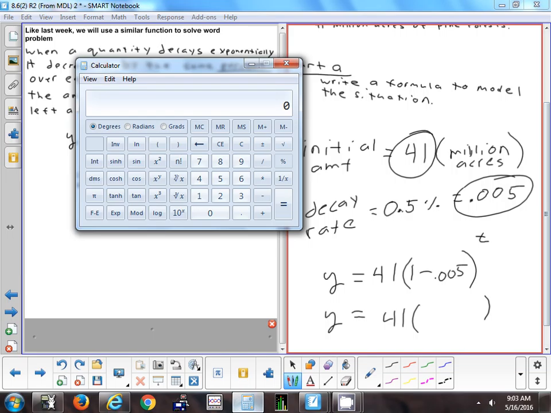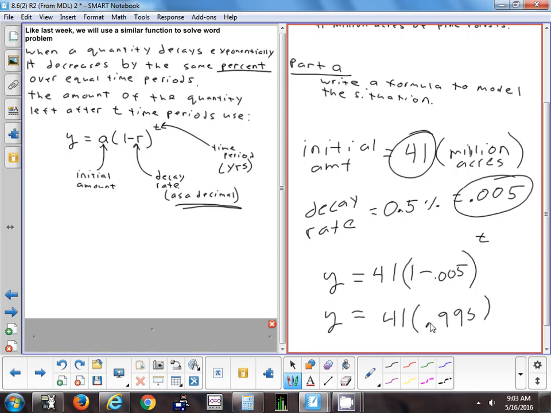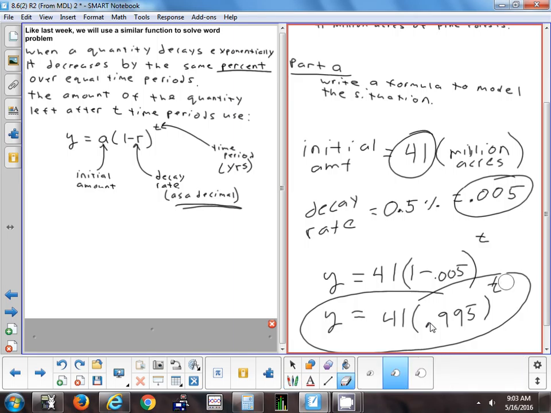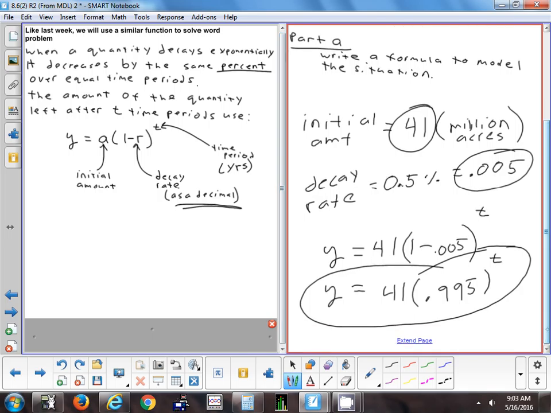You can always do what's inside the parentheses first. 1 minus 0.005 gives me 0.995. Okay, so there's part A. That is your equation for how much forest will be left if it keeps decreasing at 0.5% per year. That assumes it never changes. If it changed, that's more complicated.